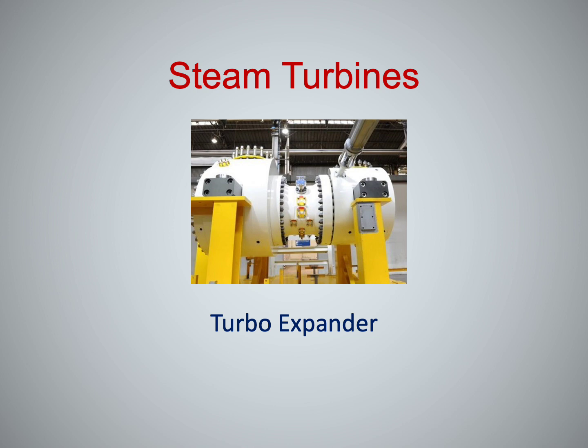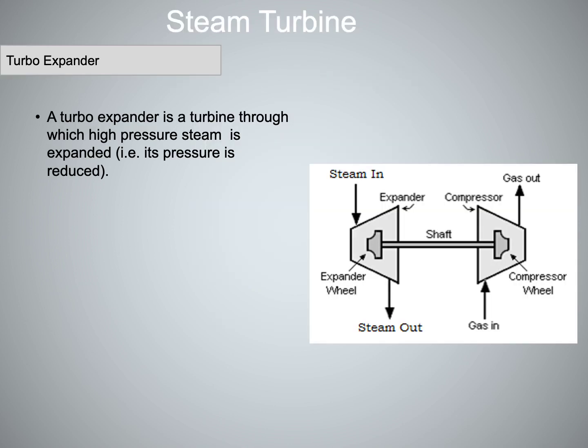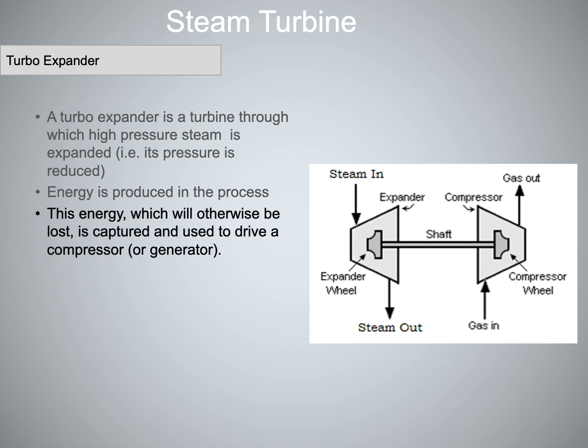Steam turbines, turbo expander. A turbo expander is a turbine through which high pressure steam is expanded. In other words, its pressure is reduced. Energy is produced in the process. This energy, which will otherwise be lost, is captured and used to drive a compressor or generator.